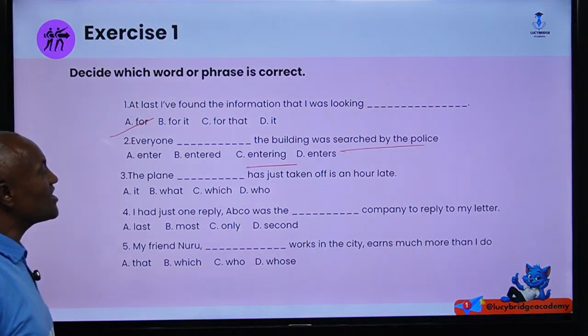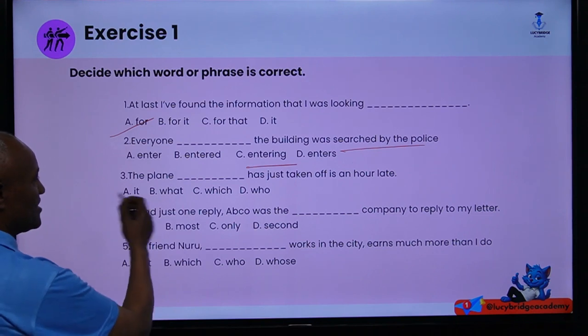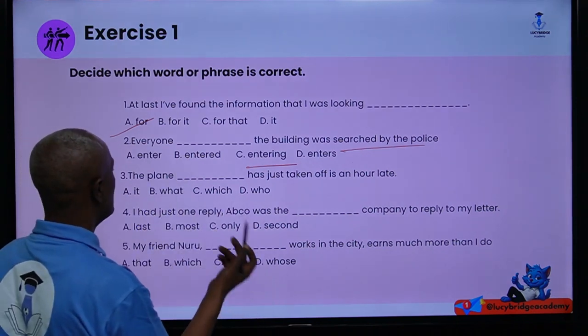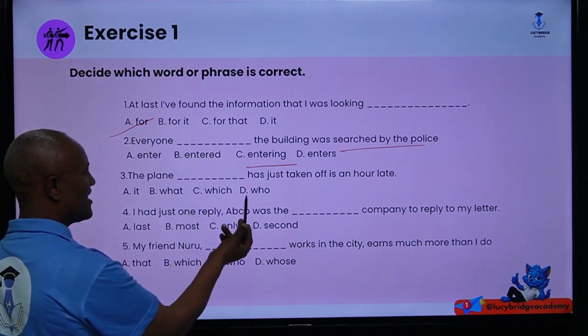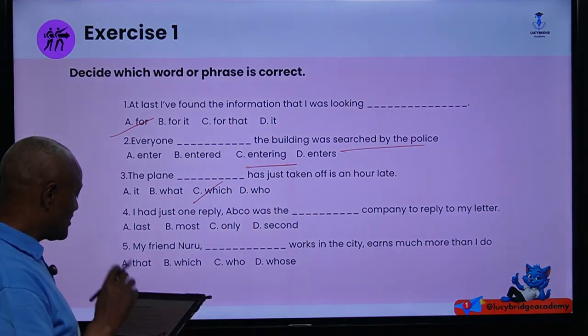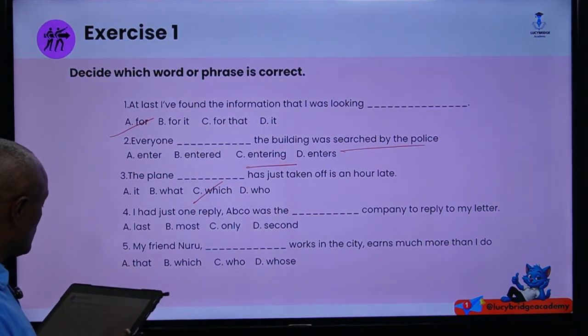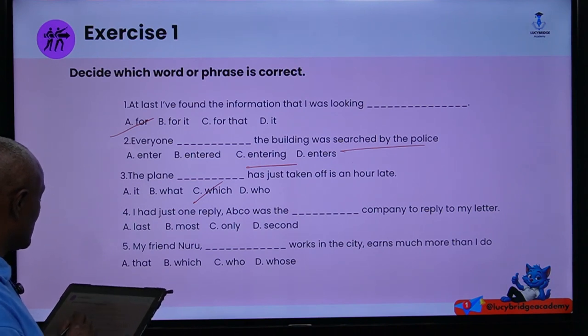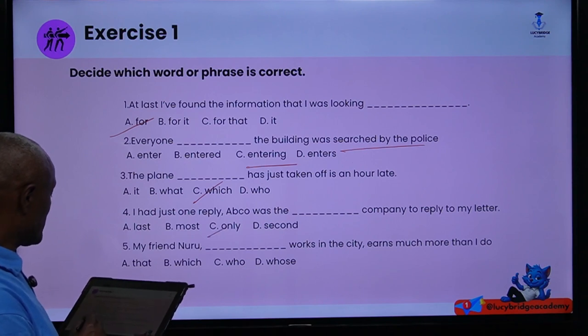"The plane dash has just taken off is an hour late." The plane is a thing, and so we don't use who, and we use which, for "which has just taken off." This is simple, therefore we say which. "Apco was the dash company to reply to my letter." Here we say "the only company," which is simple.